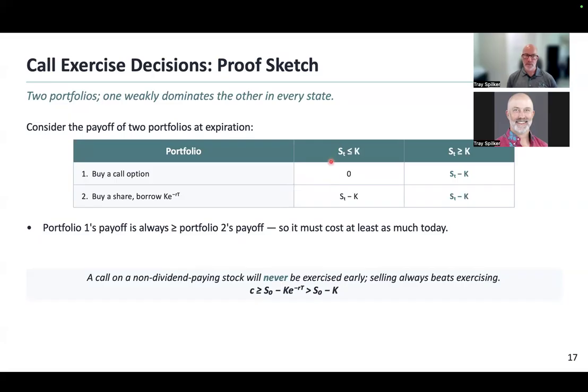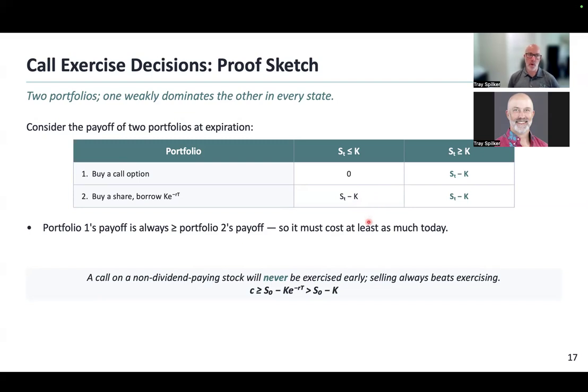So if the share price is below the strike price, the option's worth nothing. If it's above the strike price, well, it's the intrinsic value at expiration. Conversely, if I buy the shares by borrowing, I always have to pay back what I borrowed, so that's S(T) minus K, and then I'm holding S(T), which is fine in a world in which the share price remains above the strike price, because these payoffs are the same. But in a world where the share price is below the strike price, portfolio number two is dominated by portfolio number one, because clearly I've lost money here.